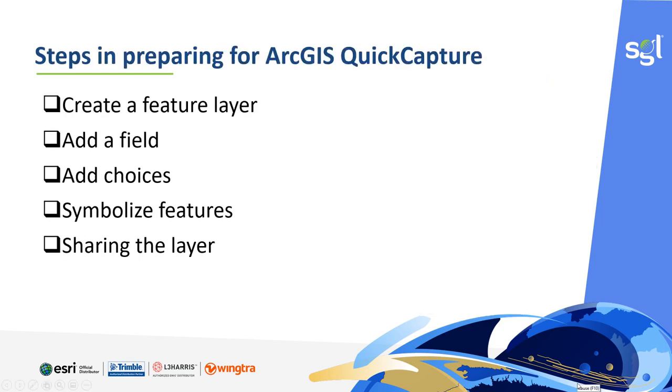So now for the steps in preparing for ArcGIS QuickCapture, the first thing is to create a feature layer. This can be created using ArcGIS Online or by publishing your feature layer from ArcGIS Pro. The next thing to do is to add a field. The field is added so that you can accept input from the layer that is being created.